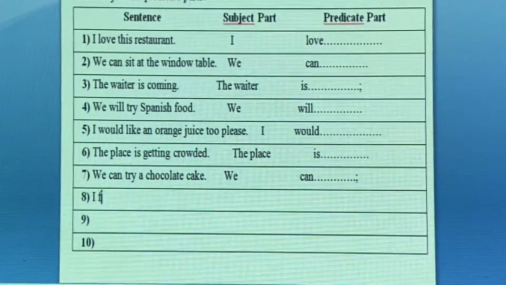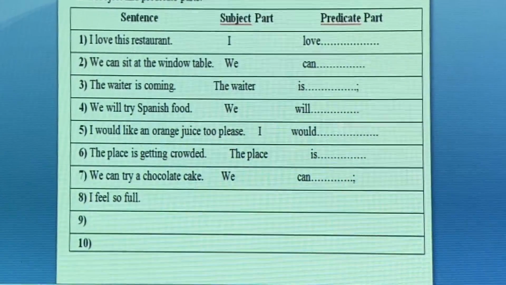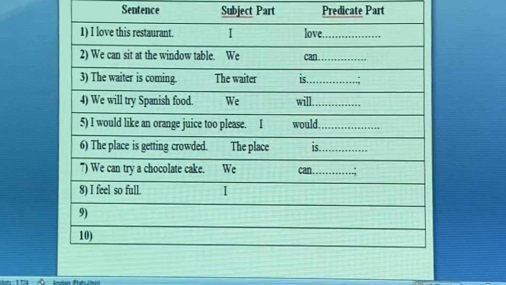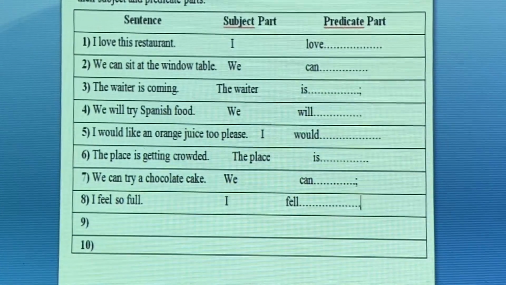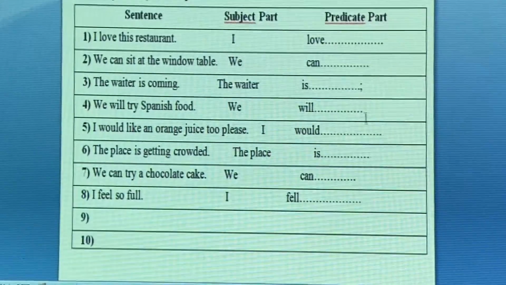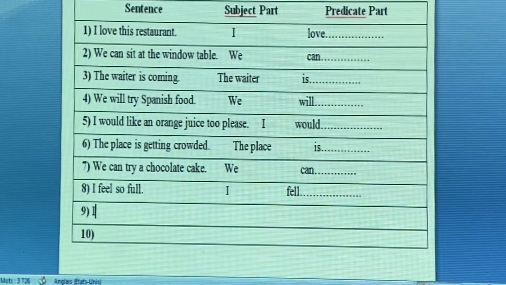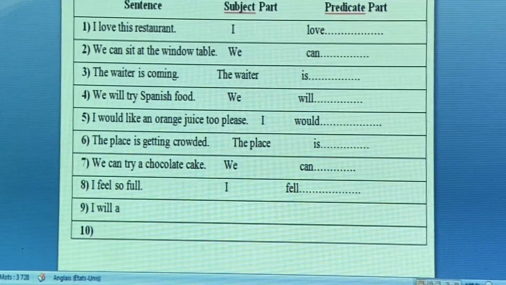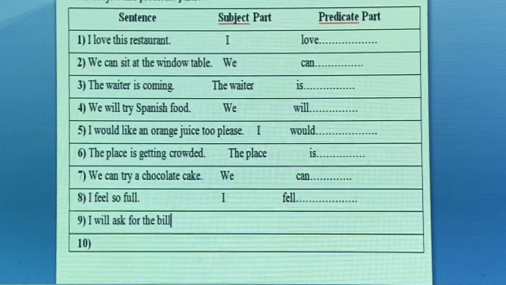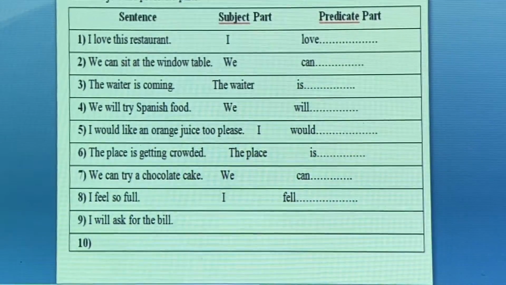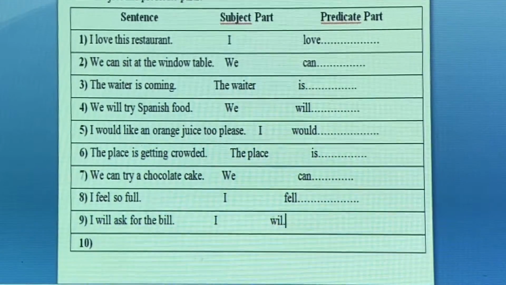You have eaten too much. You say to your friend, I feel so full, because you have eaten so much. And the subject is I and the predicate is feel so full. Then your friend says, I will ask for the bill. You will ask for the bill to pay and leave the restaurant. So the subject is I, the predicate is will ask for the bill.